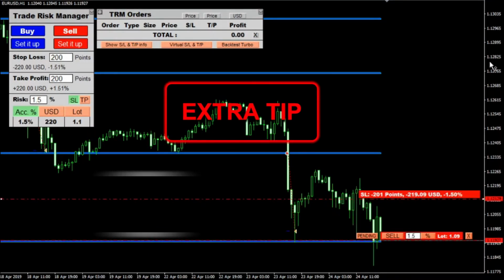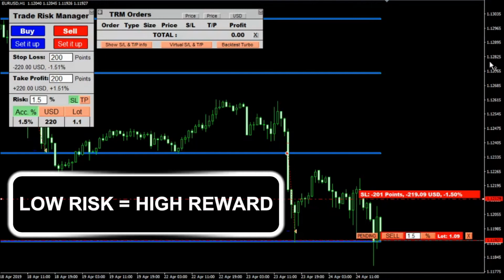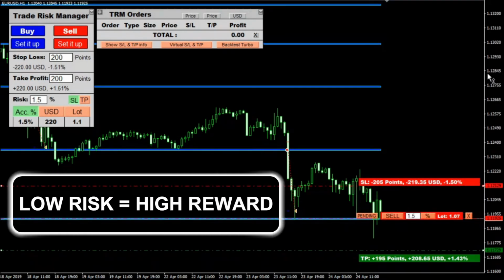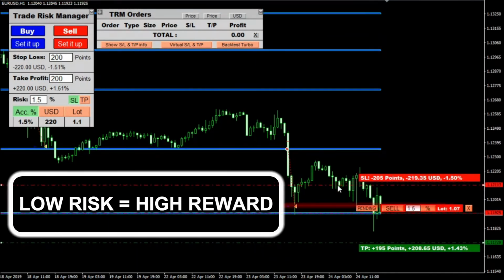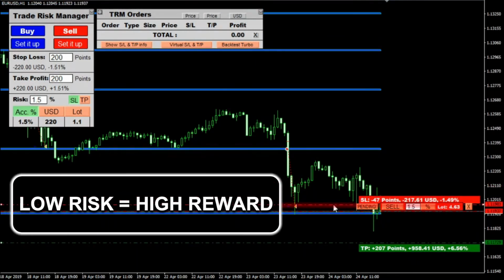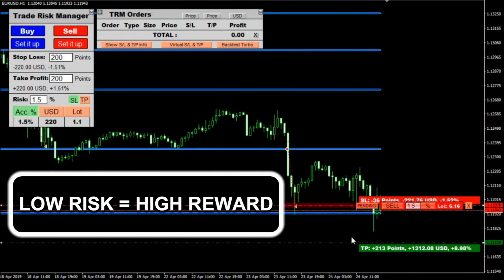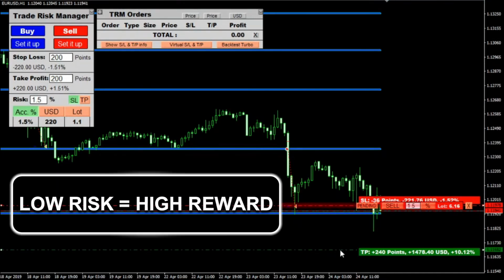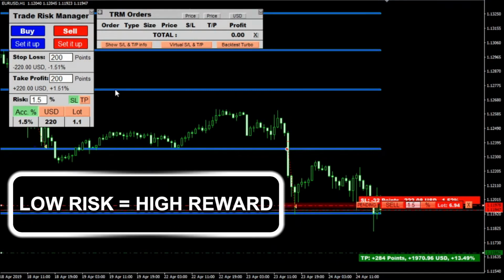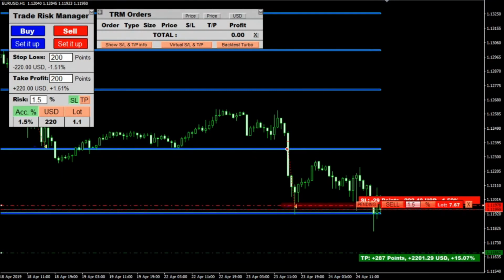Extra tip: low risk, high reward. When you're using those levels to start your trades, if you're confident the price is going in your direction, you can set your stop loss only a few pips below or above the same level. Your potential profit will be much higher than your possible losses. The odds will be in your favor.